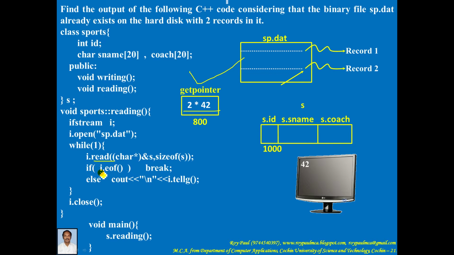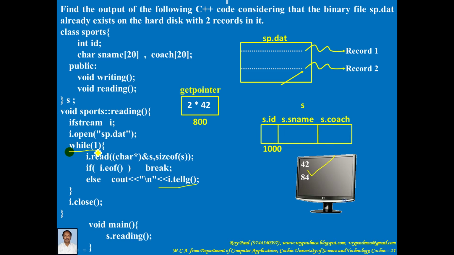Now after this, eof returns 1 if the end of the file is reached, and returns 0 if the end of the file is not reached. A record was successfully read, so the end of the file is not reached and the function returns 0. The condition tested here is not equal to 0, so 0 not equal to 0 is false. Control goes to the else part. In a new line you get the next answer. tellg returns the current value of get pointer, so here you get 2 into 42, that is 84. So on the computer's monitor you get the answer 84.